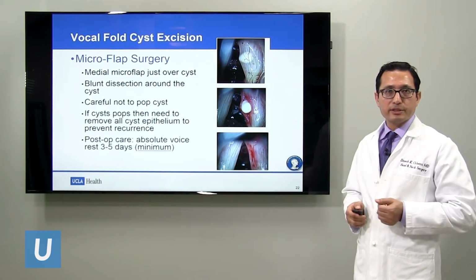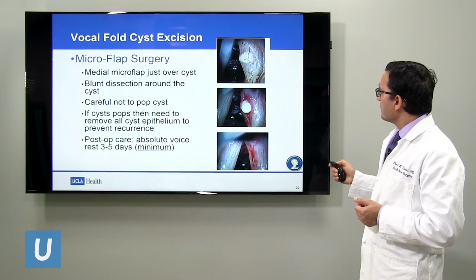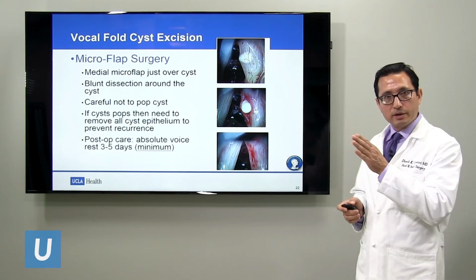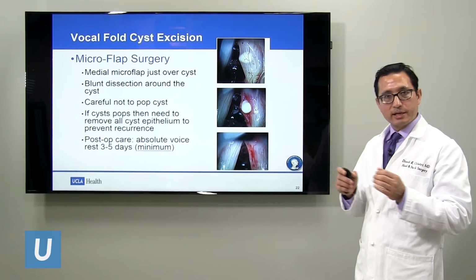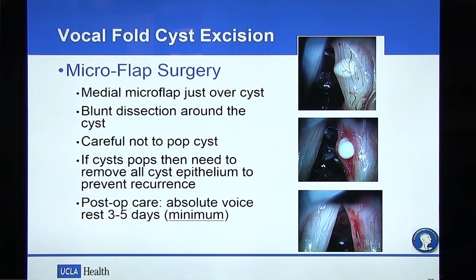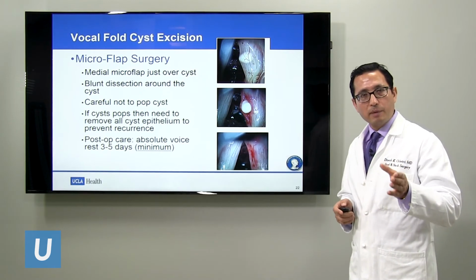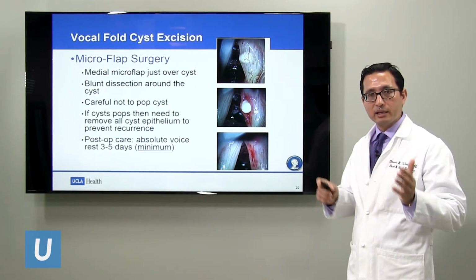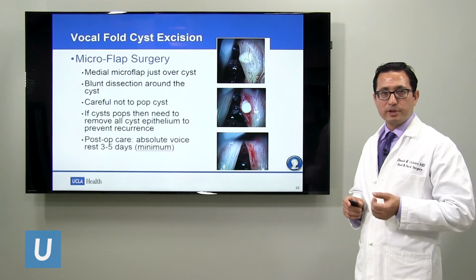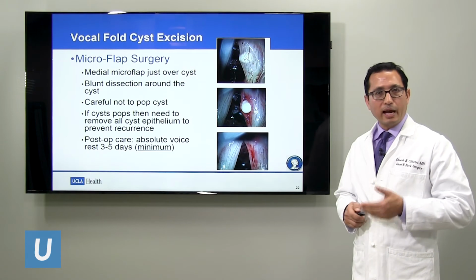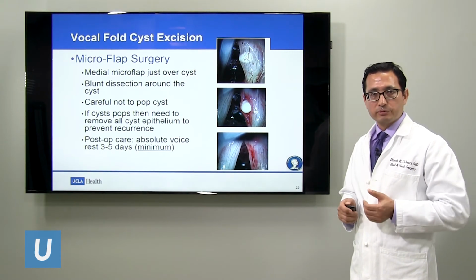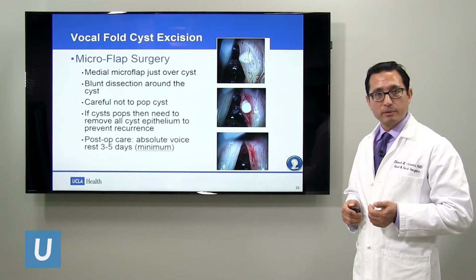The treatment for cyst is again microflap surgery. We make a small microflap, a small cut right on the vocal fold, right overlying the cyst. And then we perform blunt dissection around the cyst. Have to be very careful not to pop the cyst, because if the cyst pops, there is a small chance of recurrence. However, if the cyst does pop, we can go ahead and remove all the lining of the epithelium. The recurrence rate should be less than 1 to 2%. Post-operatively, after surgery, there should be absolute voice rest for 3 to 5 days minimum.